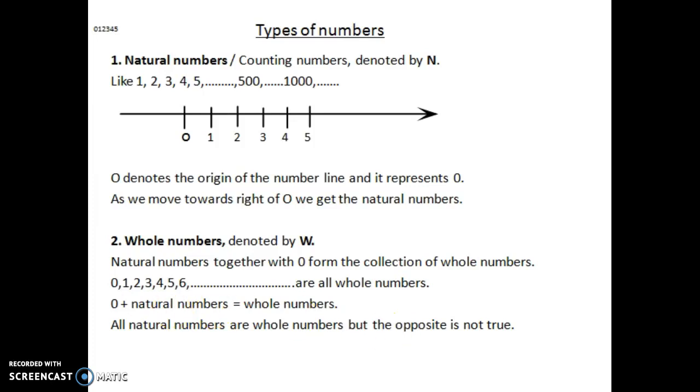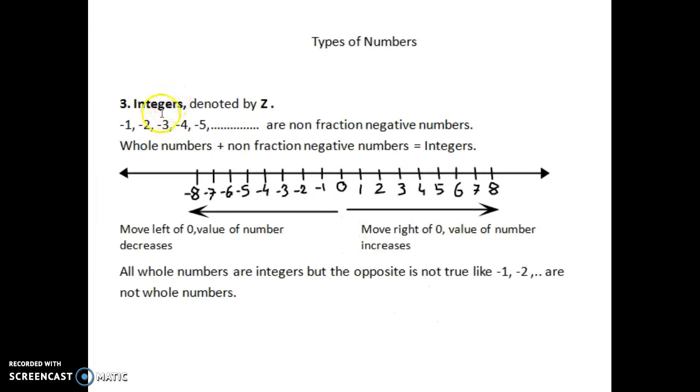So, what next? Now, integers. It is denoted by Z. If we put minus sign before the natural numbers, we will get the set of non-fraction negative numbers, like minus 1, minus 2, minus 3, minus 4, minus 5, and so on. So, whole numbers plus non-fraction negative numbers form the collection of integers.